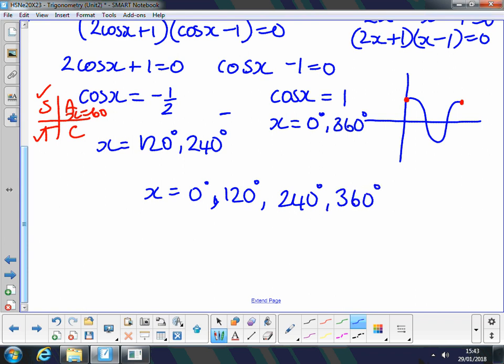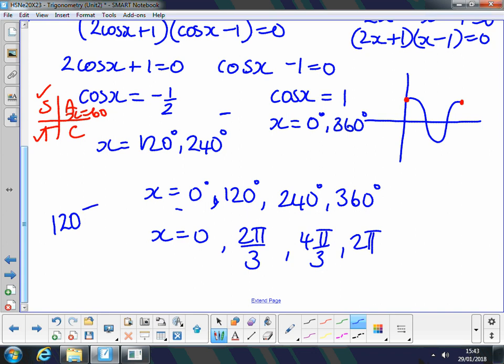Now your question asks you to put this into radians. So x is equal to 0, 2 pi over 3, 4 pi over 3 and 2 pi. Remember to change your degrees into radians. If you're looking at 120, you can say 120 pi over 180. Always put your angle over 180 and then simplify down. That would then give you your 2 pi over 3.